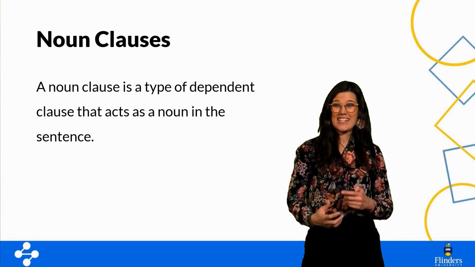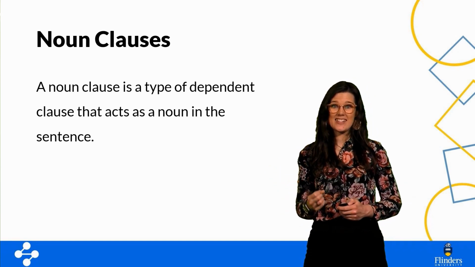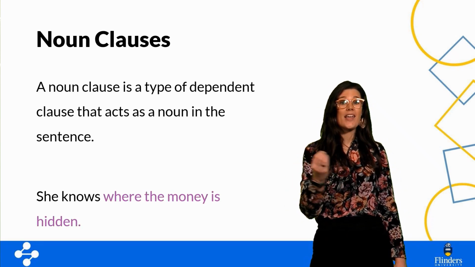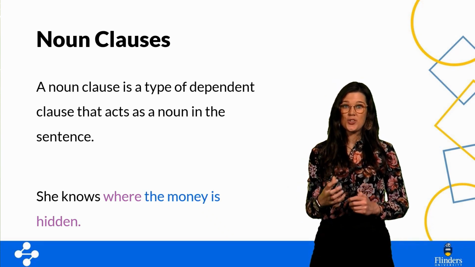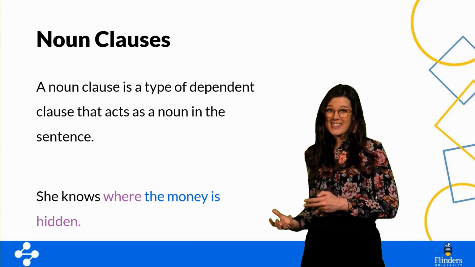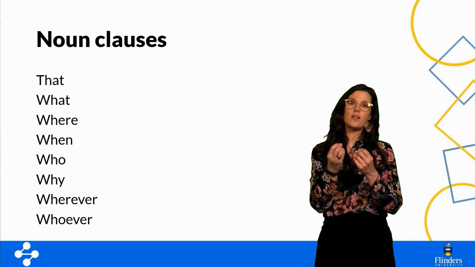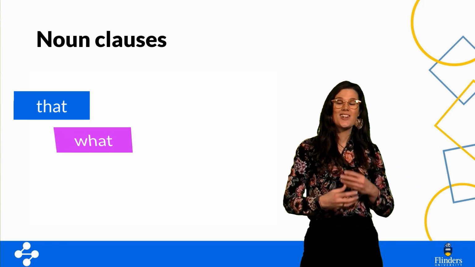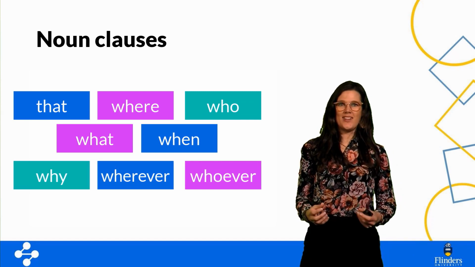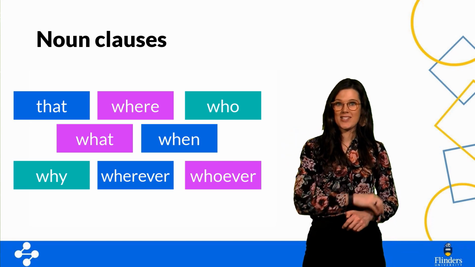So a noun clause is a type of dependent clause that also, just like a phrase, acts as a noun in the sentence. So, she knows where the money is hidden, for example. The clause is where the money is hidden. And you'll notice that this time I do have a subject, the money, and a verb, is, which is what distinguishes this from a noun phrase. So noun clauses are usually formed by using words such as that, what, where, when, who, why, wherever, or whoever. The list goes on. And this is the word that joins that independent and dependent clause together.